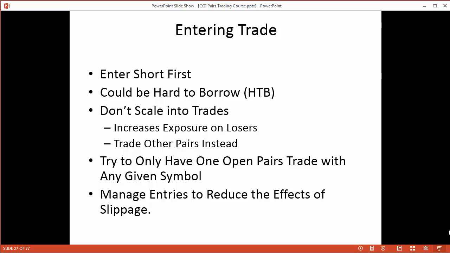Try to only have one open pairs trade with any given symbol. In other words, we don't want to be trading 5 pairs and have the same symbol in all 5 pairs, because then we're not spreading out our risk. So usually I try to just keep it so that I only have any given symbol only represented in one side of any given pair. This just helps with our risk reduction.